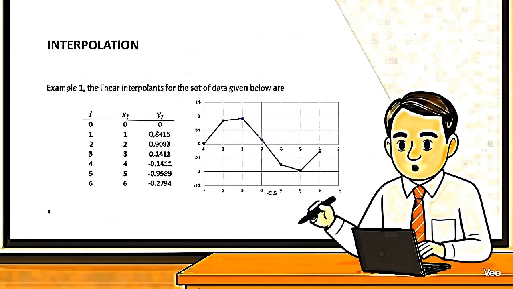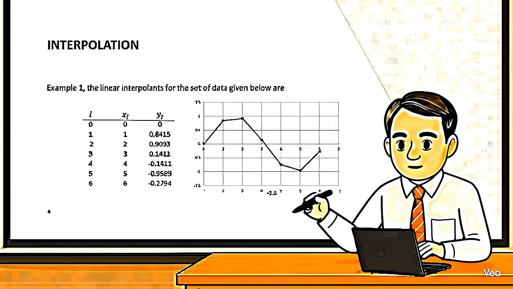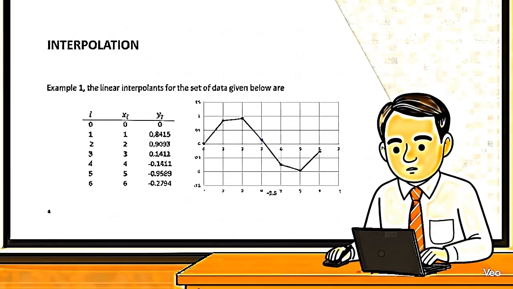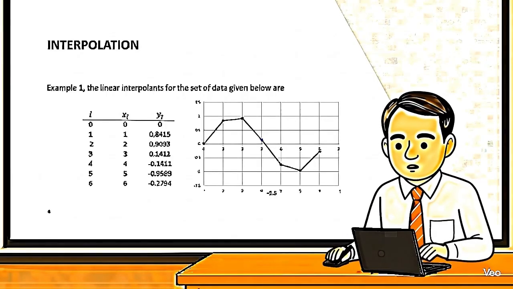You can eyeball this on the graph. Find where x equals 1.5 is on the horizontal axis, and trace up to the line segment between the 2 points. You'll see that the value on the vertical axis is just a little bit above 0.8, which matches our calculation.